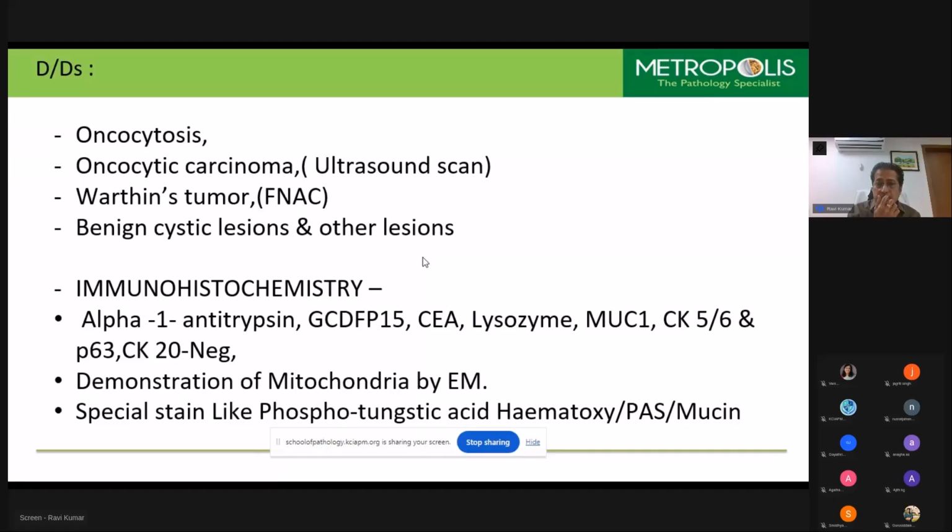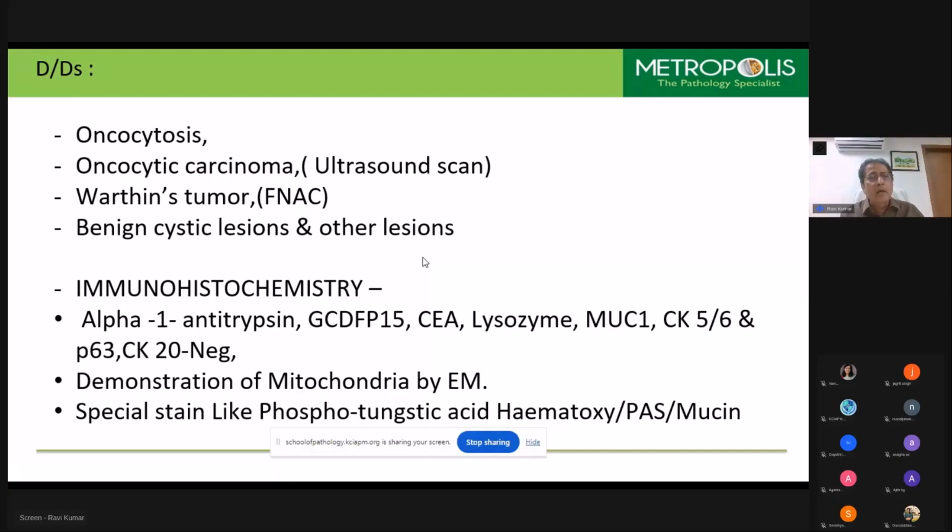I don't have pictures, but I can describe it later if I have time. Coming to the differential diagnosis, because this is very clear cut, I kept it for the junior pathologists. I'm stressing this: the oncocytes are very well seen and there is no doubt about the diagnosis. Nobody should mistake this for anything else. The only things to think of are whether it is oncocytosis, oncocytic carcinoma, Warthin tumor where you can get a lot of oncocytes, or any other benign cystic lesions where you can see some oncocytes. These are the areas we need to look at as differential diagnosis.